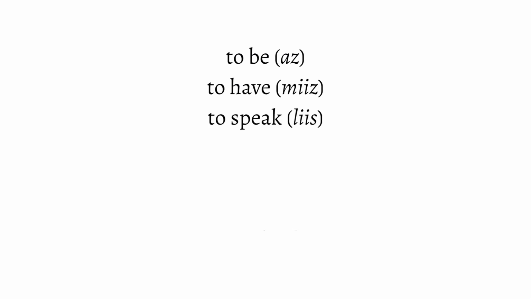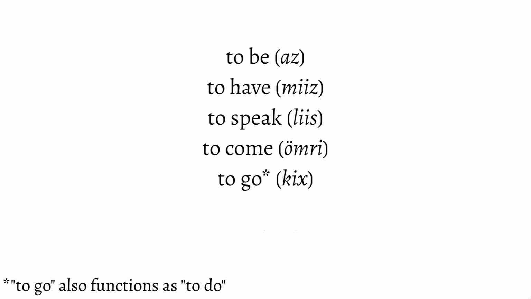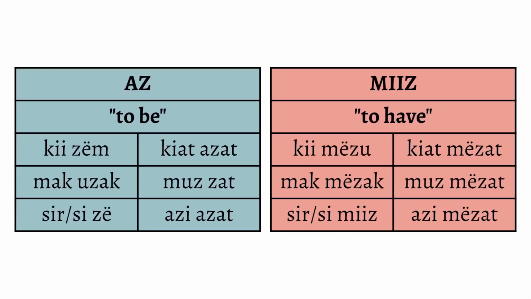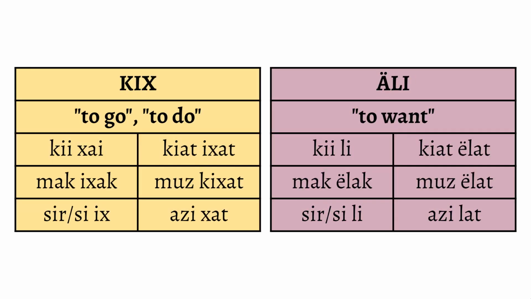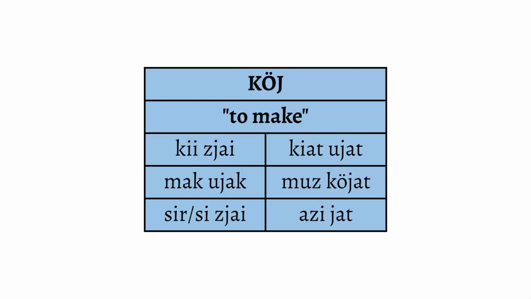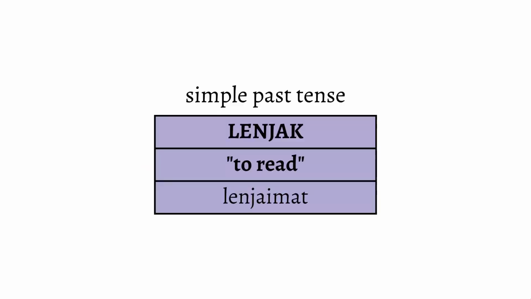Those are the following: to be, which is az, to have, which is mis, to speak, which is lis, to come, which is umri, to go, which is kish, to want, which is eli, and to make, which is cringe. If you're interested, go ahead and pause the video to screenshot these agreement tables. I'm not going to run through them, but here they are. Verbs can be put in simple past tense if they are first put in the equivalent of third-person singular conjugation, and then the suffix mat is appended to the end.